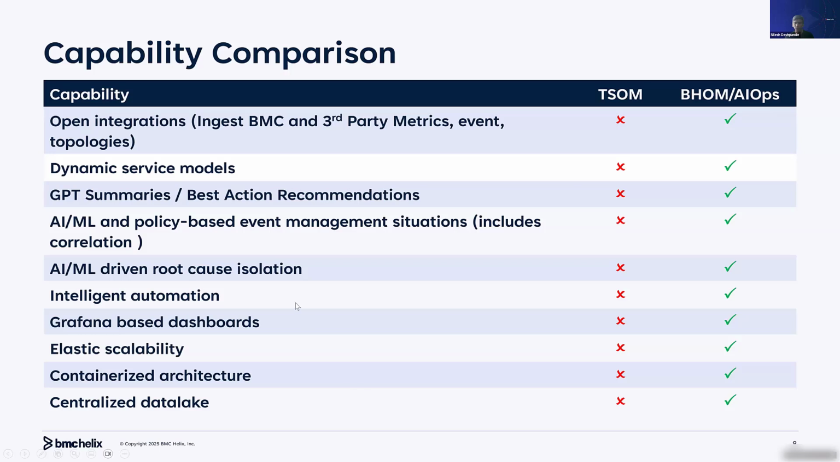Intelligent automation is the new integration that we have, where we can run multiple self-healing actions using various supported third parties, for example, Ansible. The Grafana-based dashboard is a new technology. I'll be elaborating on this more in the next slide. This is a replacement for the reporting. The elastic scalability, as defined, is horizontally scalable using a container architecture. And the centralized data lake is where we have the multiple data being collected and stored, which can be fetched later into the dashboard.